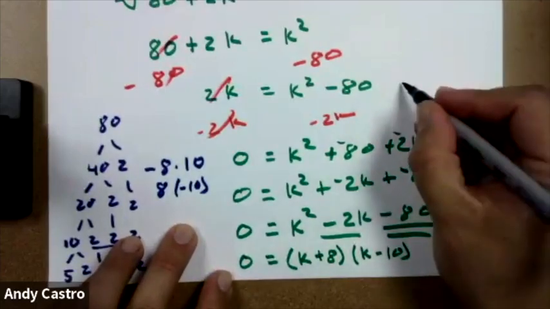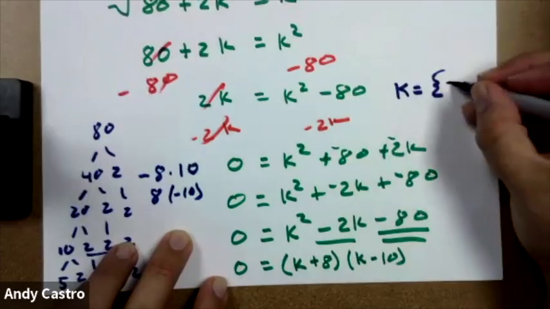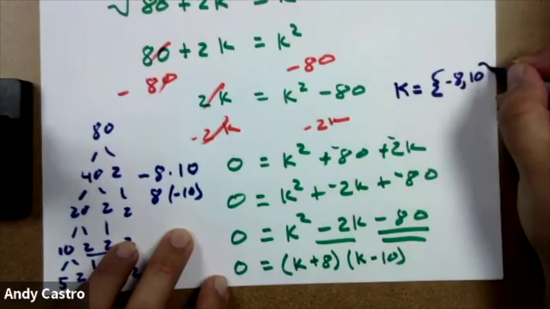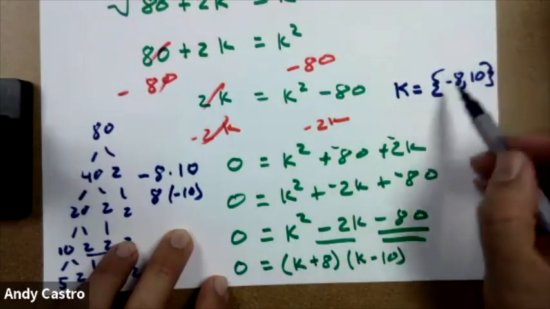So k is either a negative 8 or a positive 10. Negative 8 makes this 0. Positive 10 here makes this 0. So k can be either one.